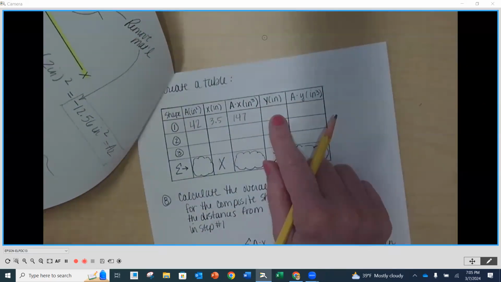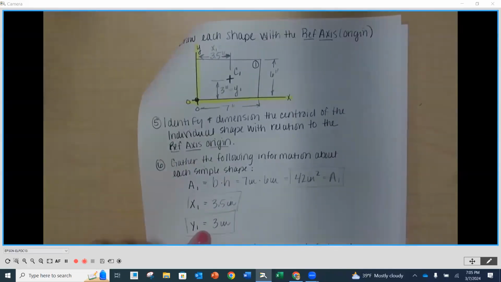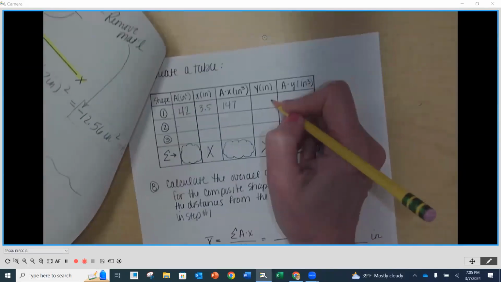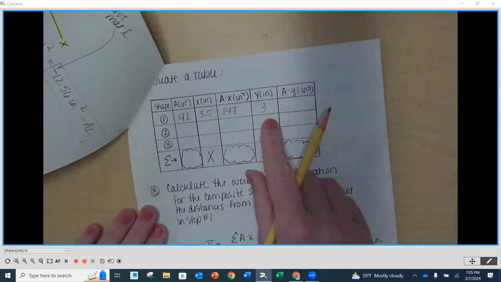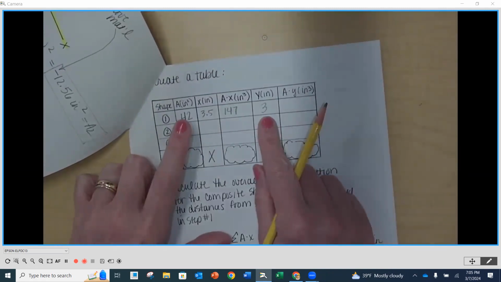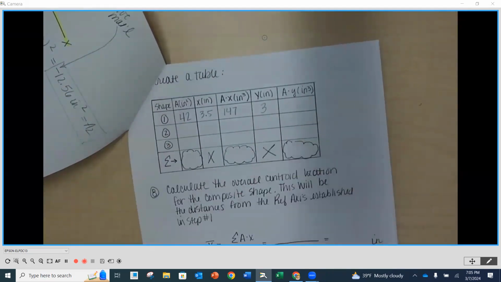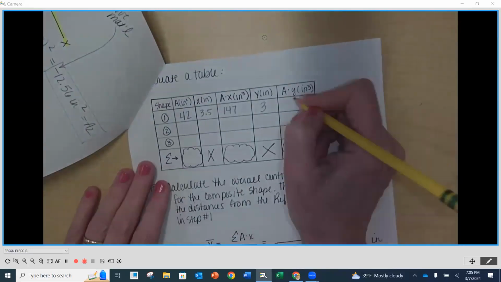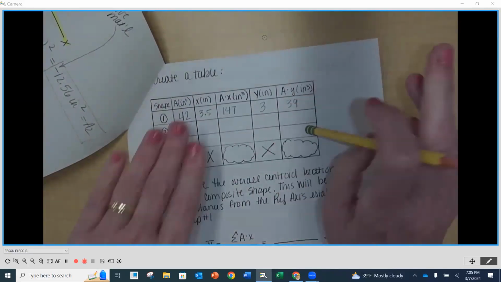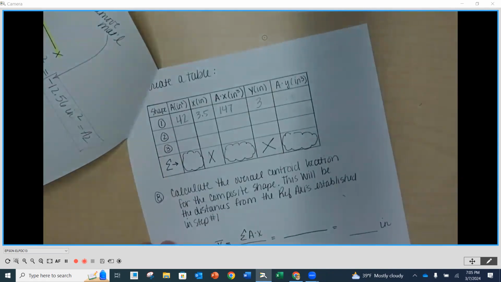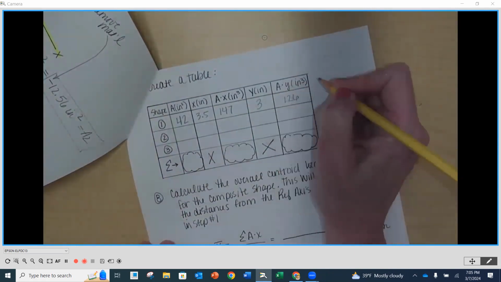Then I'm going to go back and get my Y dimension. My Y dimension was 3. This is going to be 3 inches times, and I'm going to multiply area 42 times 3. And that's going to be 39. No, that's not right. 42 times 3 is 126. Pretty sure that was mine.